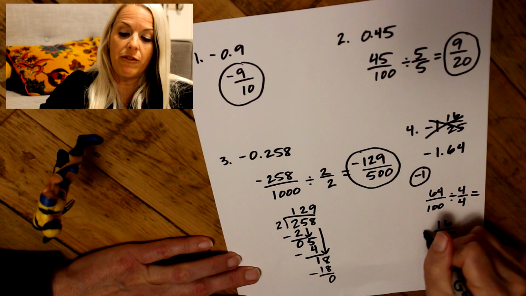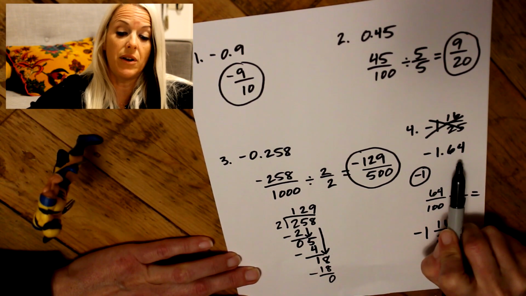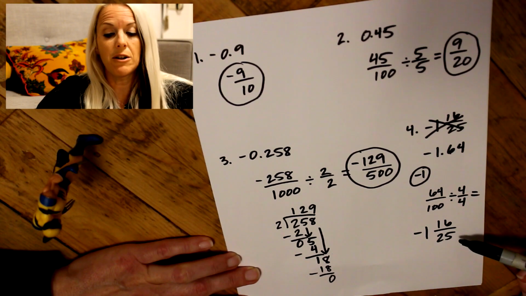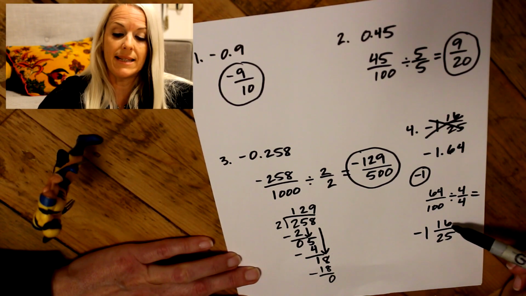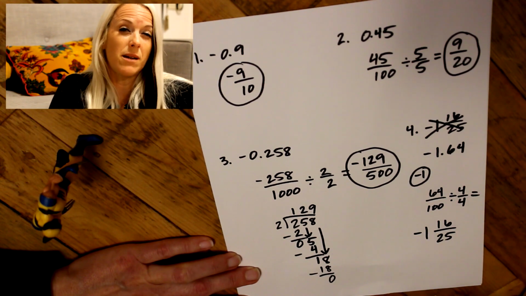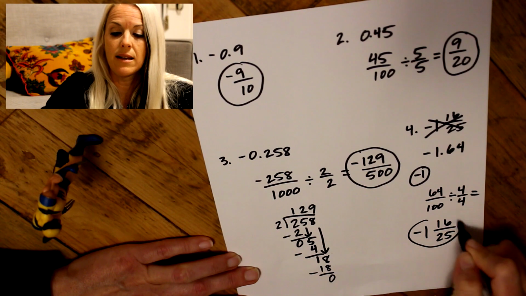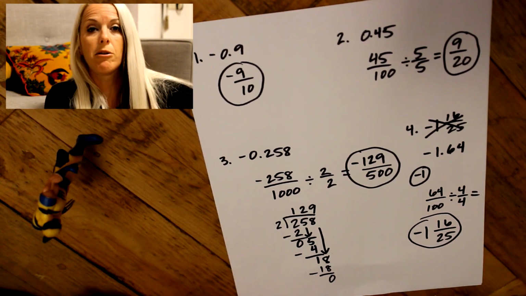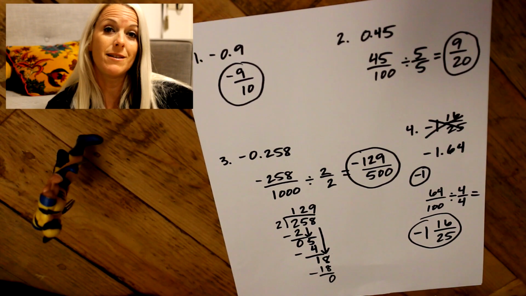And then we can't forget our friend, negative 1. So negative 1 and 64 hundredths written as a fraction, or rather a mixed number, is negative 1 and 16 over 25. And we stop there because 16 25ths is as simplified as that fraction or that mixed number can get. And that is a little reminder of converting decimals into fractions.